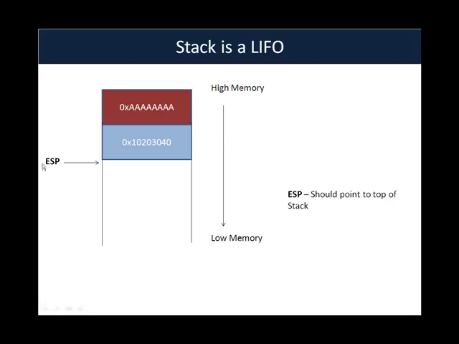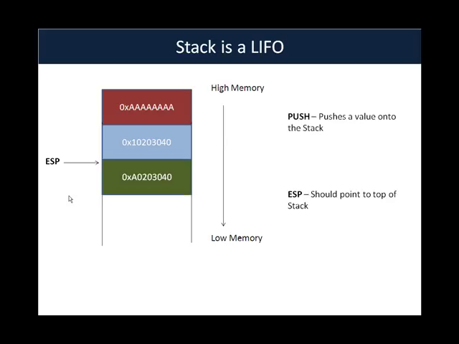And ESP, as we had seen previously, points to the top of the stack. Now a stack supports only two operations. The first operation is a push operation, which is actually pushing data into the stack. Now, as soon as we push a value, let's say A0, 20, 30, 40, all in hex, what one needs to do is update the stack pointer. So now ESP will point to the top of the stack, which is after the addition of the new value.